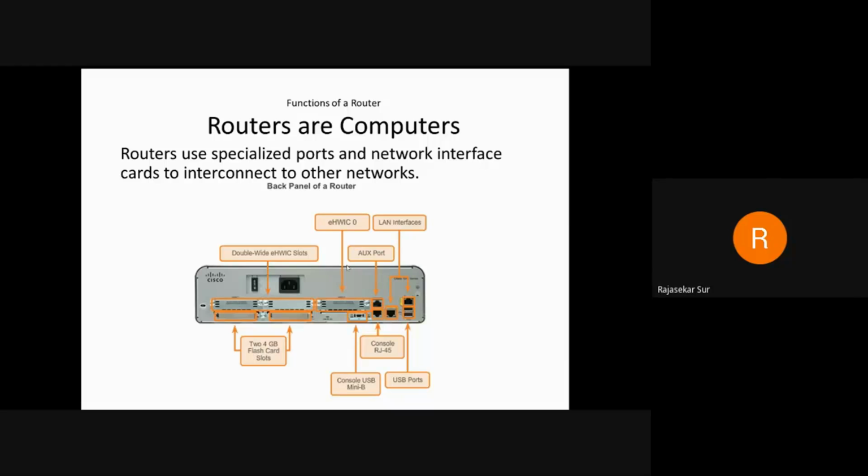What you have to understand here is that there are so many different types of ports, or we can say interfaces. Specialized ports and network interface cards to interconnect with other networks. So what we are trying to say is that a router is also like a computer. In a router we have so many ports. Once you start working, you will understand. So many ports and network interfaces are available in a router. This is the point I want to make in this particular slide.